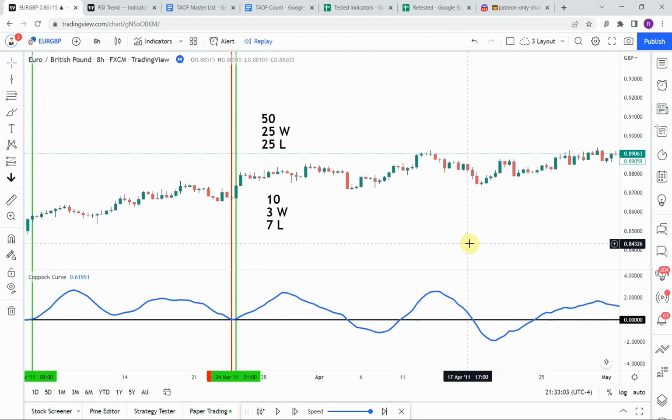And so this one is going to go on the losing list of the advanced tested or retested indicators, and we will move on to the next video from here.